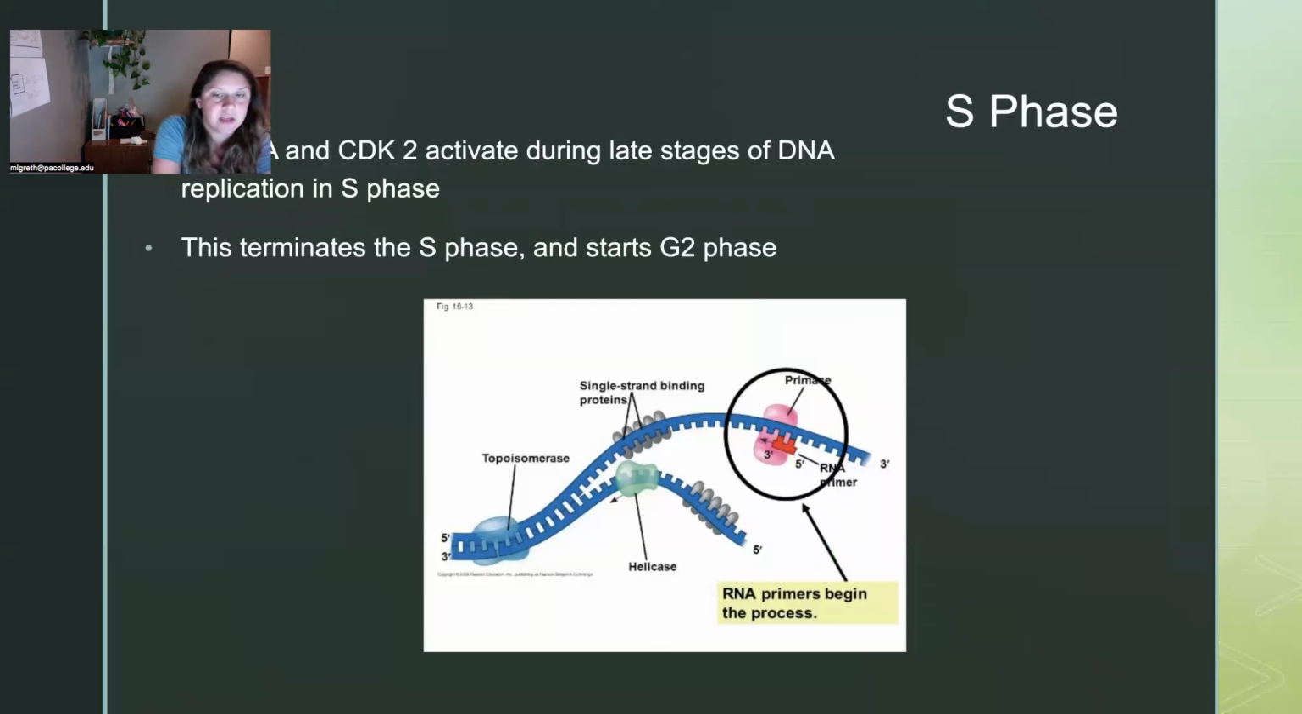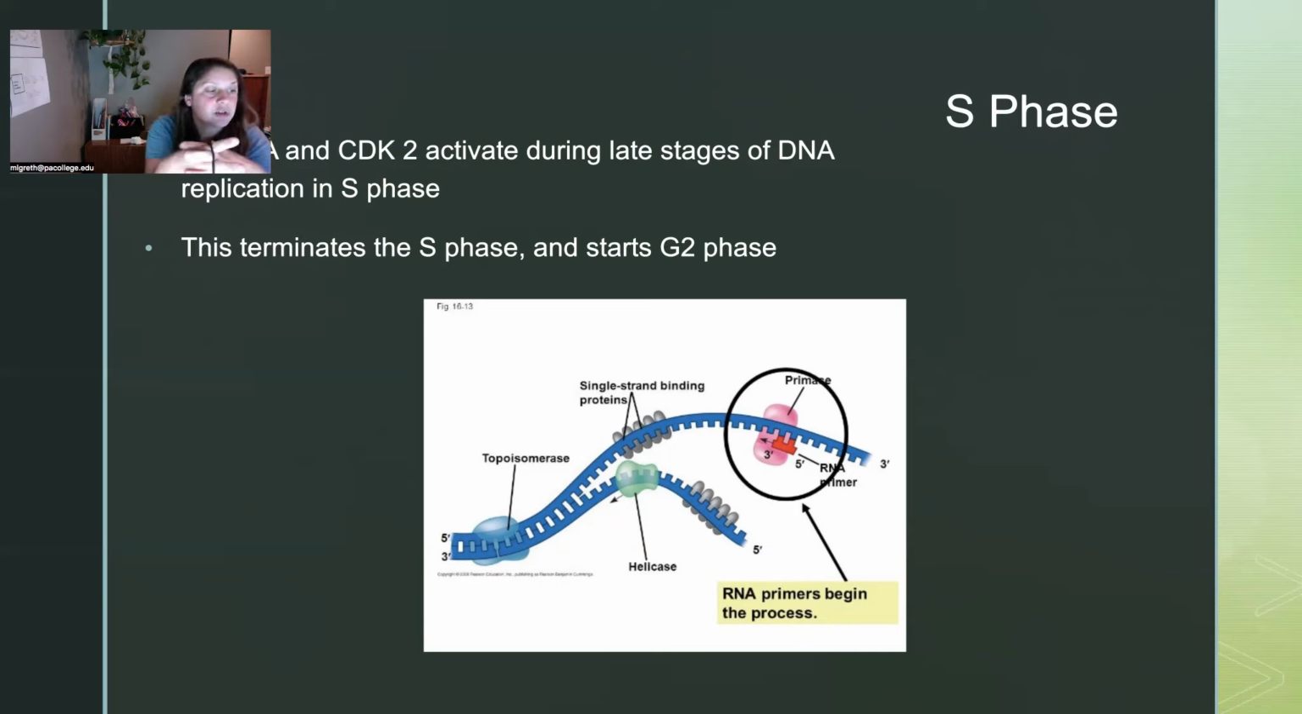Okay, so S phase. Everything looks good. The DNA is not damaged. The cell is getting all the signals that it's supposed to be getting. It will proceed into the S phase. S phase is the portion of the cell cycle where DNA replication takes place.